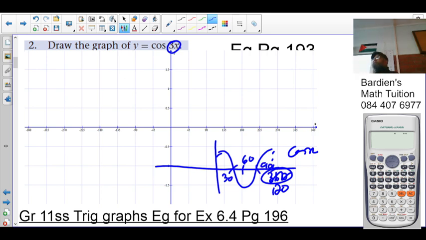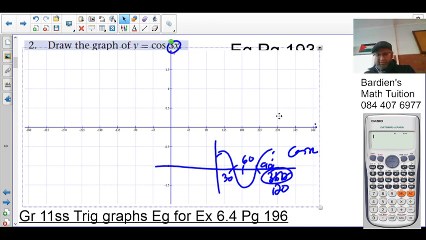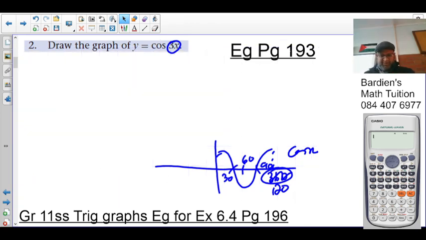Can you see that, people? I'm going to change this graph here into steps of 30. There's actually a way that you can do this on the calculator as well. I'll show you now.